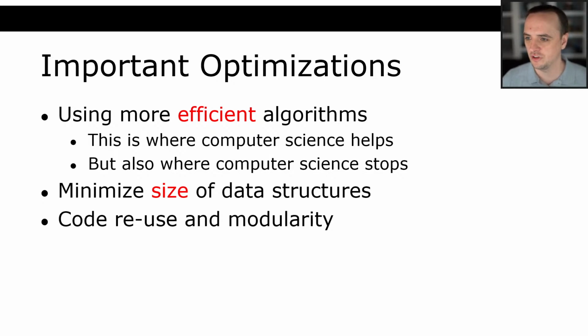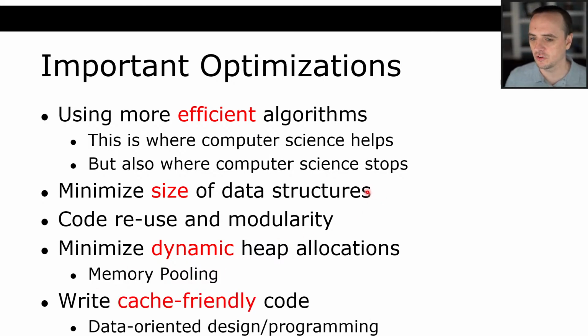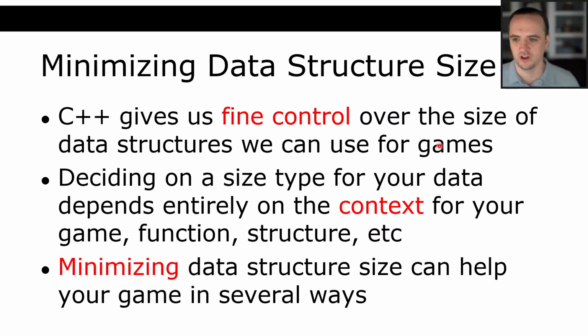So reusing pieces of code that we can optimize in individual functions and then use those optimized functions later. We can also minimize dynamic heap allocations. We'll talk about this toward the end of this lecture with memory pooling. And we can also write cache-friendly code, so data-oriented design and programming. So, minimizing data structure size.